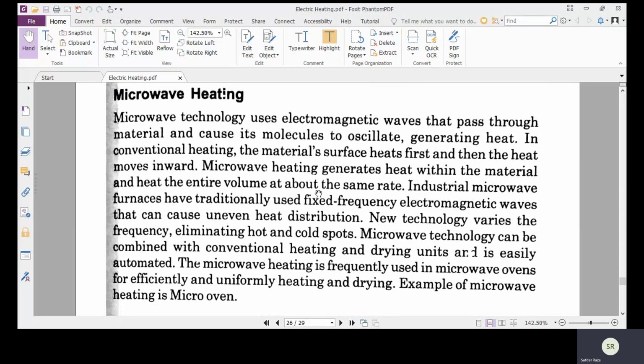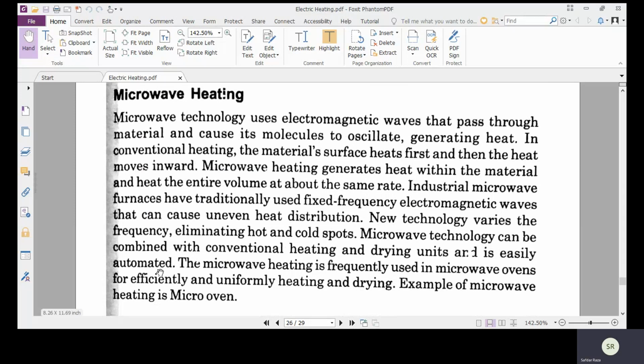Industrial microwave furnaces have traditionally used fixed frequency electromagnetic waves that can cause uneven heat distribution. New technology varies the frequency, eliminating hot and cold spots. Microwave technology can be combined with conventional heating and drying units and is easily automated.